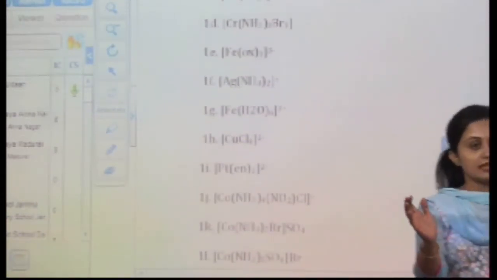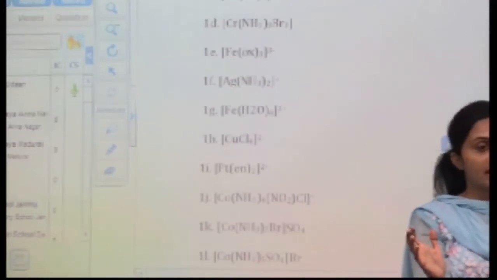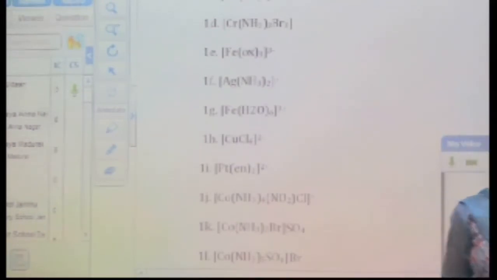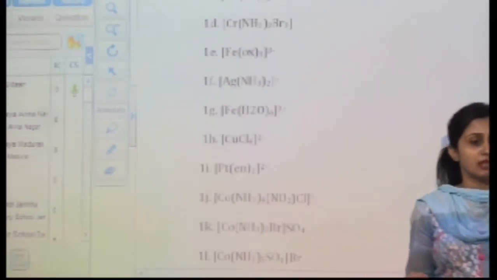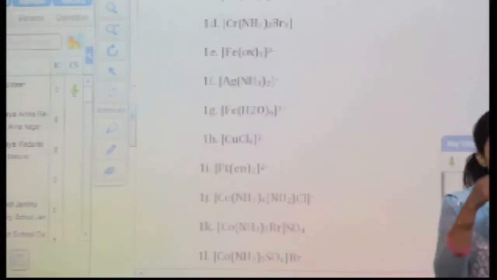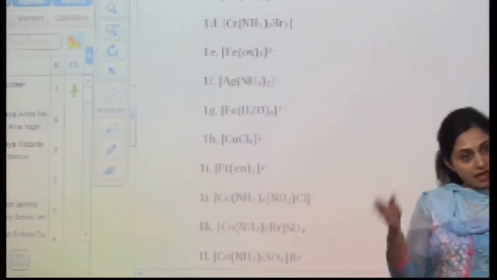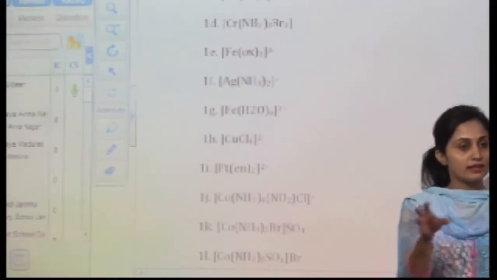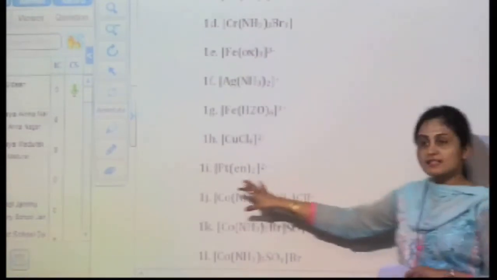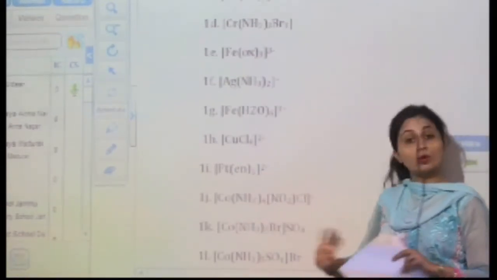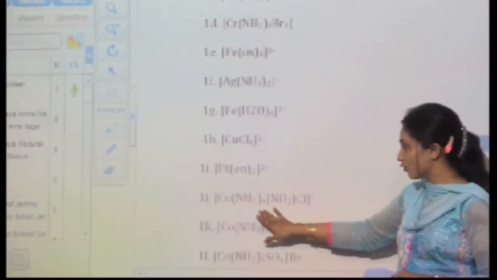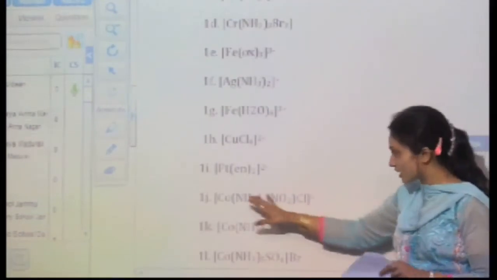Put the IUPAC name of ethylene diamine in brackets and put a bis outside. It would be 1, 2 ethane diamine because CH2 is ethane and amine is attached at 1 and 2, so it will be 1, 2 ethane diamine in brackets. So bis 1, 2 ethane diamine platinum 2 iron, or bis ethylene diamine platinum 2 iron. Both are correct because your naming should be right. Then for the next one, Co(NH3)4 NO2 Cl, and outside the bracket you have a plus.